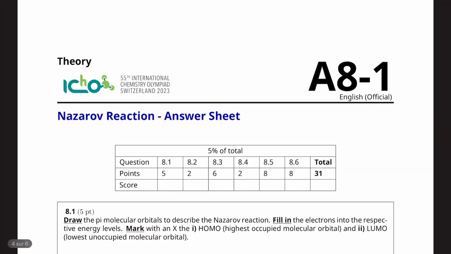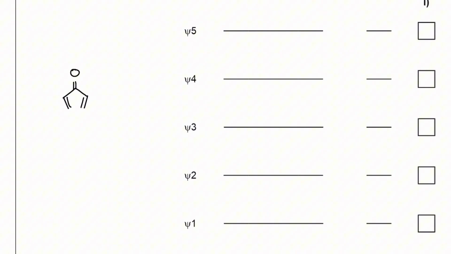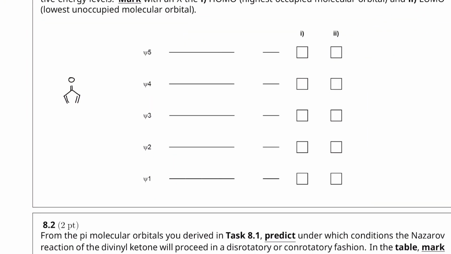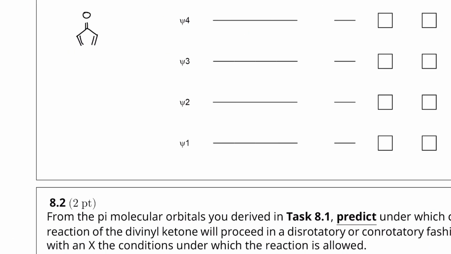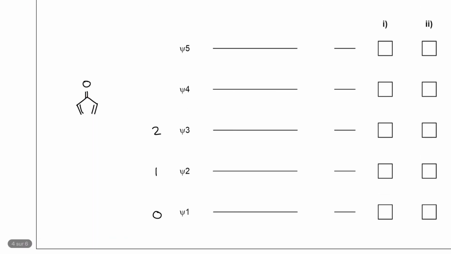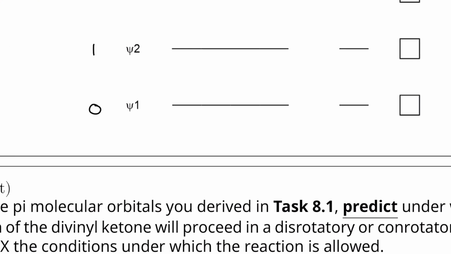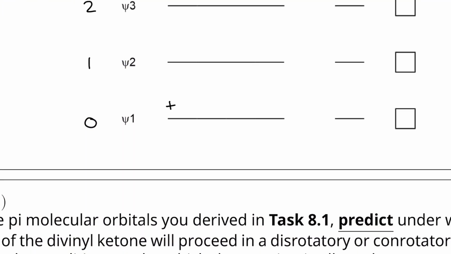Okay, so let's go. Let's draw our Nazarov system first. Here we have 5 p orbitals, so we're going to need 5 energy levels. These will have 0 nodes, 1 node, 2 nodes, 3 nodes, and 4 nodes. For 0 nodes, psi1, of course, all of the orbitals are in phase. I'm way too lazy to draw the p orbitals, so I'm just going to write down the signs. So there will be no nodes, right?